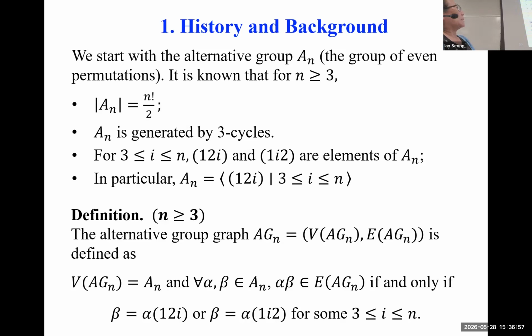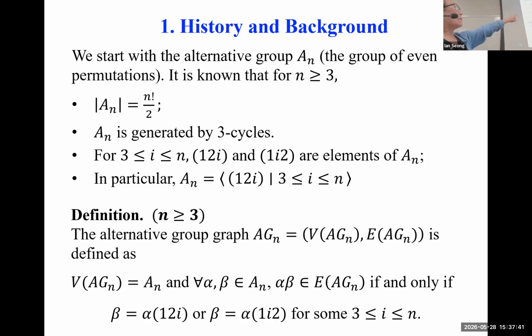All right, so here are some basics about the alternating group, A sub n. This is the group of all even permutations. You know that S sub n has n factorial elements; this has exactly half of them. And the alternating group can be generated by only 3-cycles. 3-cycles are even permutations because you can write them as a product of two 2-cycles. For i greater than or equal to 3, the permutations (1 2 i) and (1 i 2) are the two types of 3-cycles that generate the whole A sub n. Actually, just using the first type is enough.